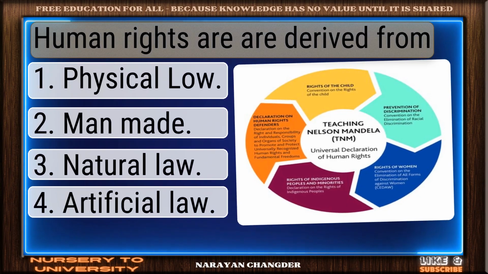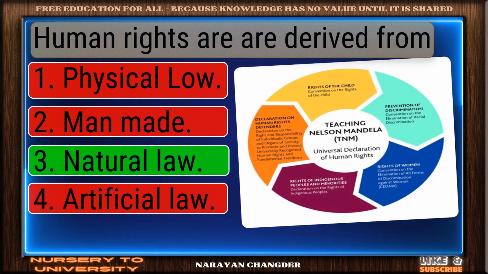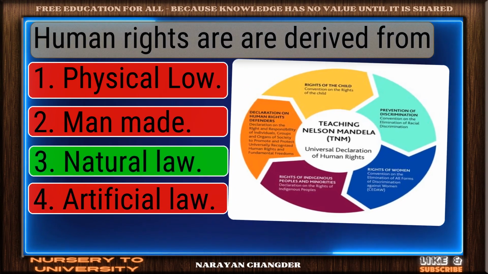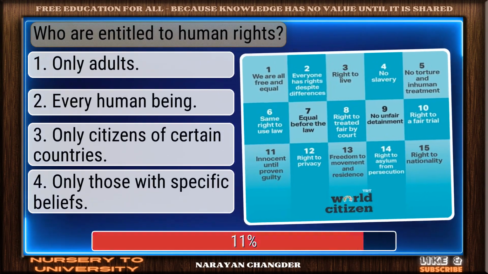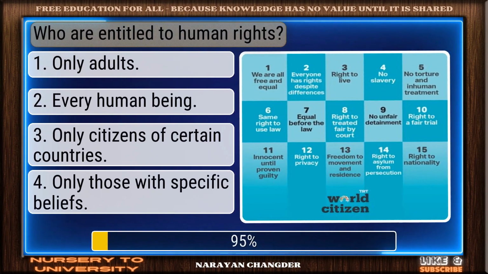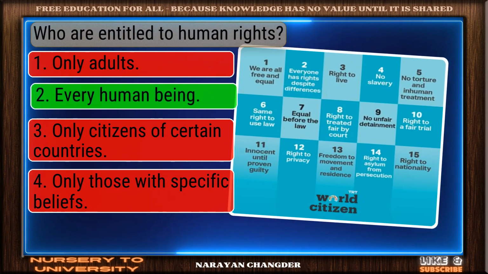Human rights are derived from. Great thinking. Natural law is the right choice. Who are entitled to human rights? Well done. Every human being is the right choice.